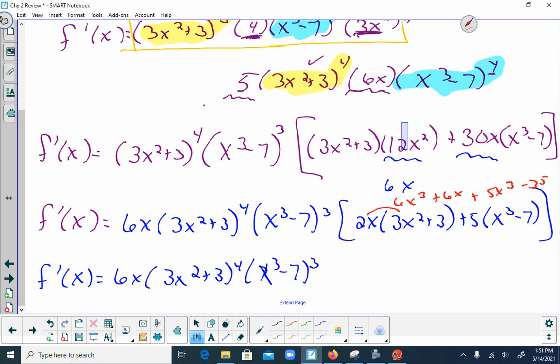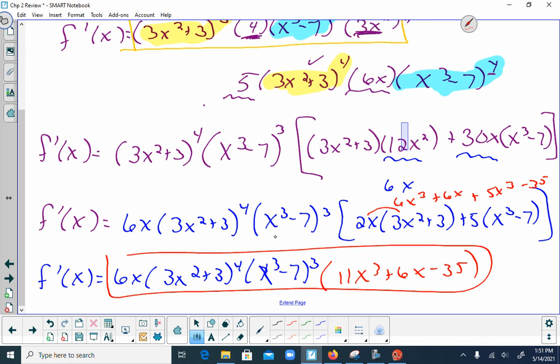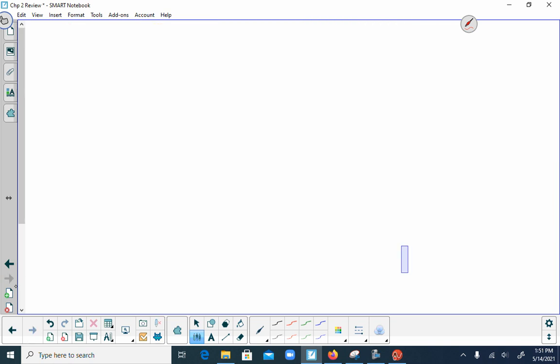So when I combine my like terms, I'm going to have 11x to the 3rd plus 6x minus 35. Nothing can simplify. It cannot factor, so I'm just going to leave it like that. And then this whole thing is my derivative. Oh, that's it. We're done. So I hope this helps, and I'll see you next time in class.